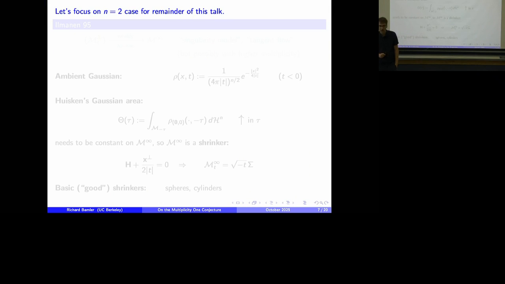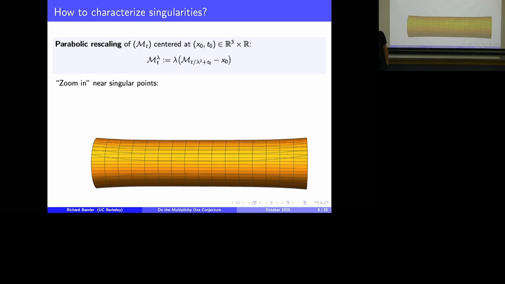Okay. So now let me, okay. Why do we scale time by the square? This is just because the mean curvature flow equation is a parabolic equation, so you have a time derivative equal to a Laplacian. So that's how this doesn't depend on dimension. It doesn't depend on the dimension of the surface. Yeah.